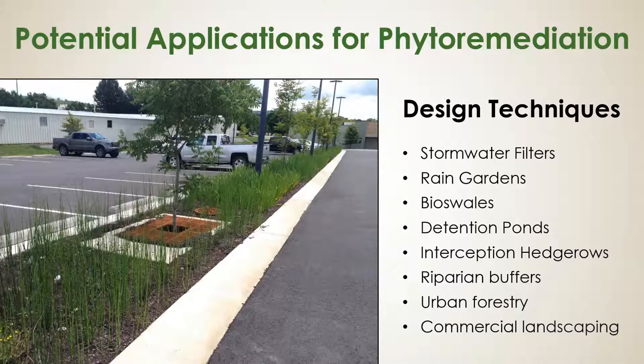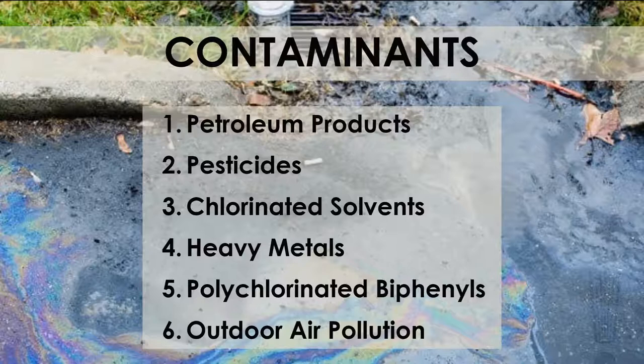So there's ways that we can incorporate some of these species into the way we design the built environment, whether it be stormwater filters, rain gardens, bioswales, detention ponds, interception hedgerows, riparian buffers along streams, urban forestry, and commercial landscaping. I'll go into a little bit about air quality at the end. So we can help sustain not just bird and insect populations, but also help improve the environment as well. The contaminants I'm going to focus on in this presentation are petroleum products, pesticides, chlorinated solvents, heavy metals, polychlorinated biphenyls, and outdoor air pollution.